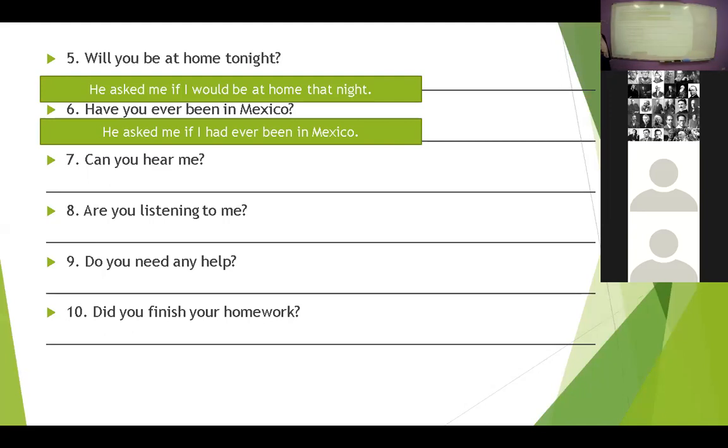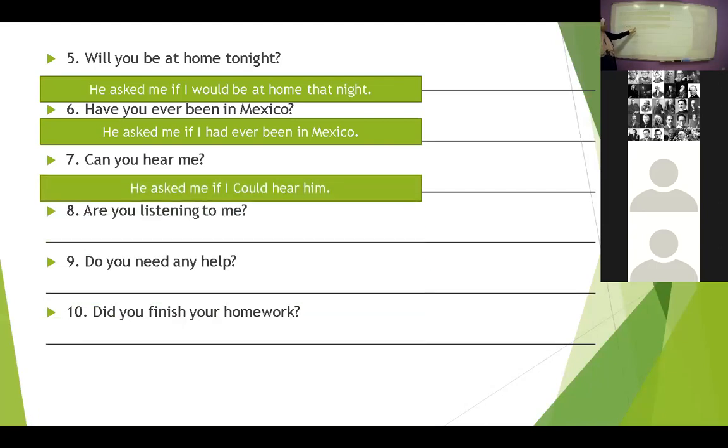Can I solve 7? Where's Haneen? Haneen, yes, teacher. Number 7 is yours. She wanted to know if I could hear her. Excellent. She wanted to know if I could hear her, or he asked me if I could hear him.